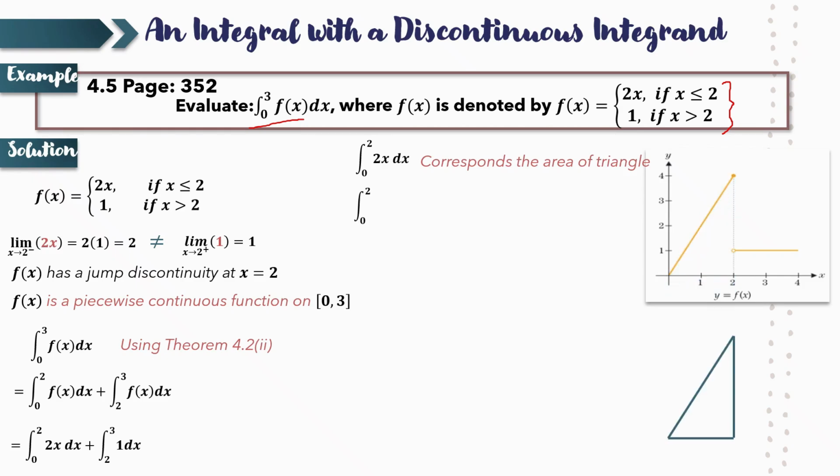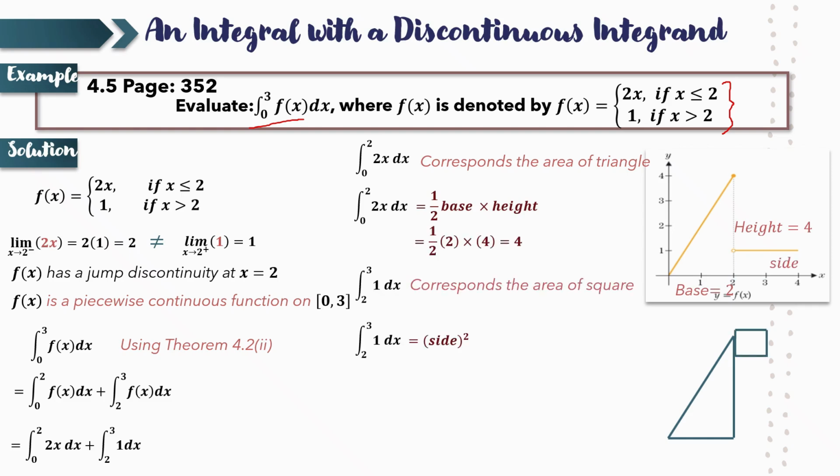So when you are splitting, you should select the correct function. And now either you can use the calculator, or you can follow the half base times height technique, or a direct calculator is also acceptable. So you get the answer as 5. Because the integral 0 to 2 of 2x dx you will get as 4, and the integral 2 to 3 of 1 dx you will get as 1. So 4 plus 1, which is 5, or else you can follow the triangle formula method.